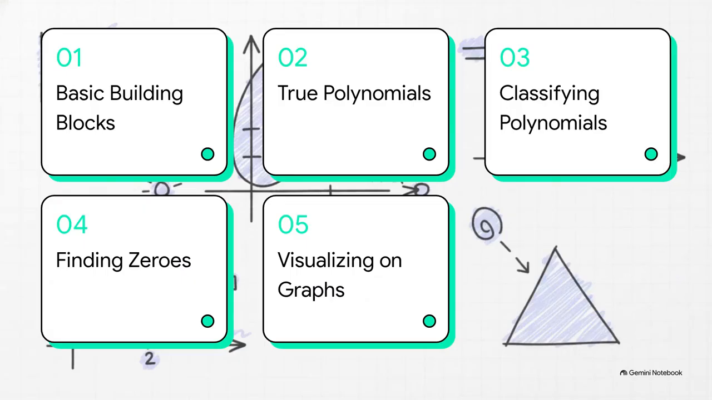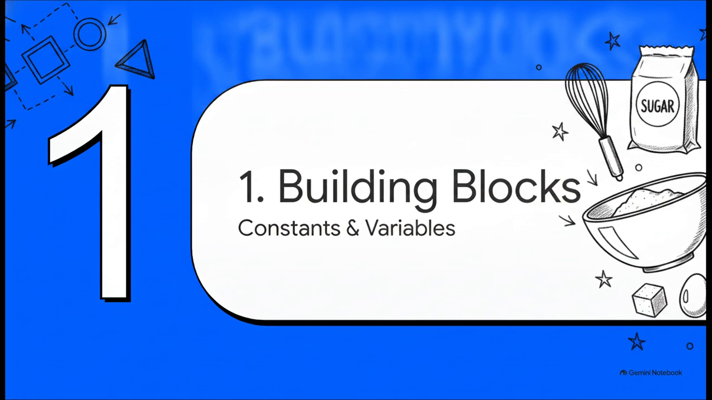Here is our roadmap for today. We'll start by laying down the basic building blocks, then figure out how to identify true polynomials, classify by degree and terms, learn the secret to finding polynomial zeros, and finally, we'll be visualizing zeros on graphs. Math is totally cumulative, so we are building our knowledge block by block today. All right, Section 1, the basic building blocks.